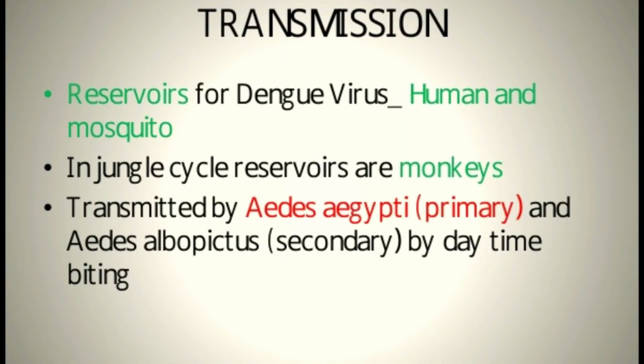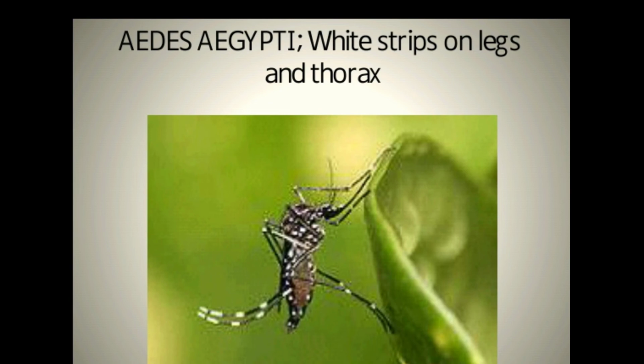There are two reservoirs of the dengue virus, humans and mosquito, and the jungle cycle reservoirs, the monkeys. Dengue virus is transmitted primarily by Aedes aegypti and it is also transmitted by Aedes albopictus by daytime biting. Aedes aegypti is a slightly bigger mosquito having white stripes on legs and thorax. It also transmits other infections like Zika fever and yellow fever.